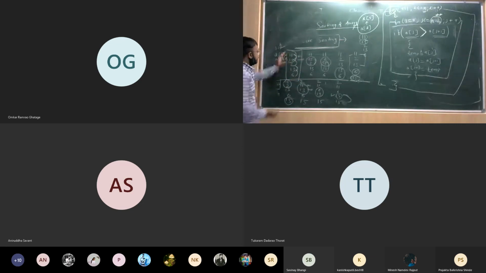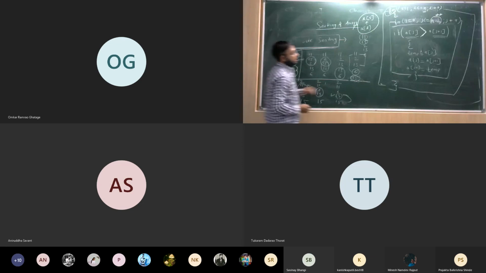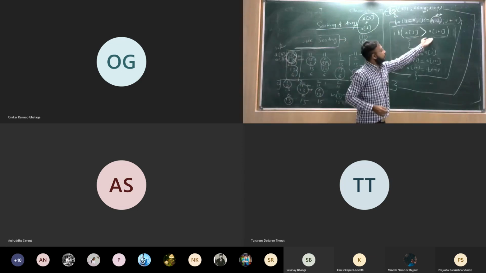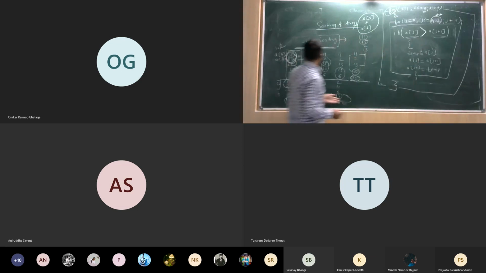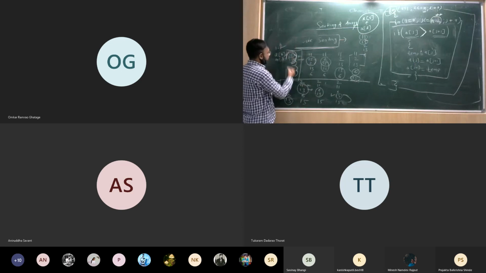So what would we compare? The values in these are compared. If this number aj is greater than aj plus 1, the numbers will be swapped. So the largest number comes down. If these two numbers are compared, the largest number should come down. aj should be greater than aj plus 1, so it should come down. To bring the number down, we need to swap these numbers. The values of these particular numbers we need to swap.